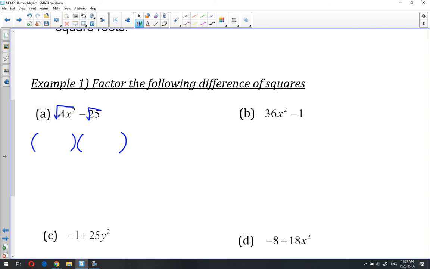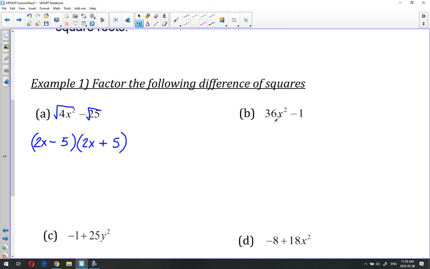The square root of 4x squared is 2x, and we put 2x at the beginning of both binomial terms. Then we take the square root of 25, which is 5, and we write that in the second spot of both binomial terms. In one we write minus, in one we write plus. And that's it. We could have made this one plus and this one minus. It doesn't matter.